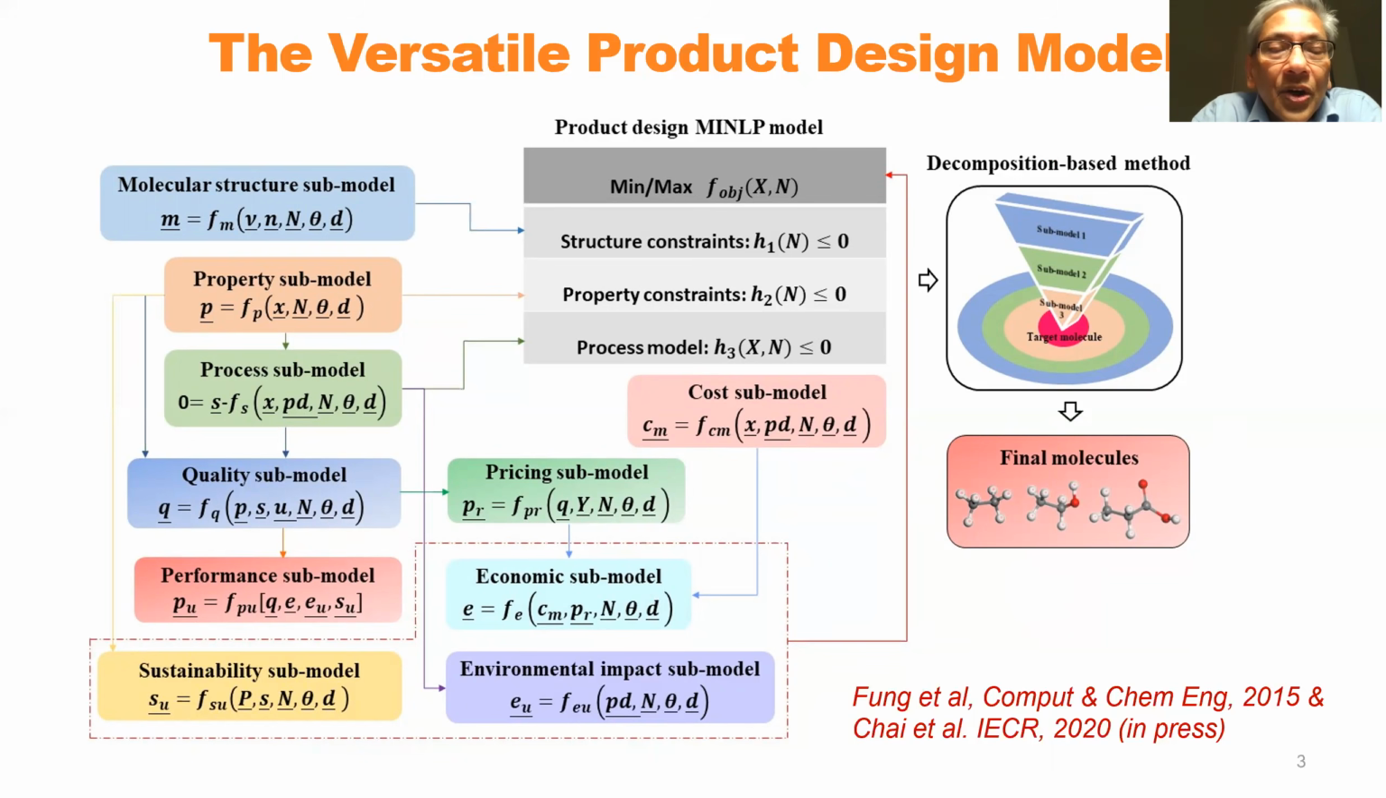The typical product design problem includes the molecular structure model, the property model, sometimes the process model. But if we want to look at the cost or the economics, we need those models. If we want to include environmental impact, sustainability, we need those models. And we'll show them in more detail later. So that's the overall versatile model. One or more of these equation sets would be needed for any design problem.